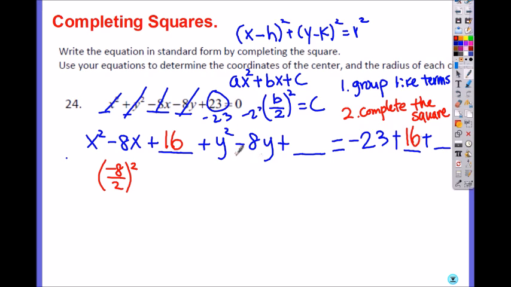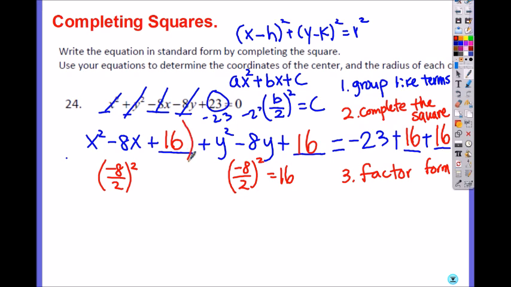What about here? My b is negative 8. Actually, it happened to be the same. So negative 8 divided by 2 is negative 4 squared becomes what? 16. So here, I added 16 to complete my y. So then I have to add 16 on the other side too, to keep them the same. So now what do we do? Factor, right? Write in factored form.